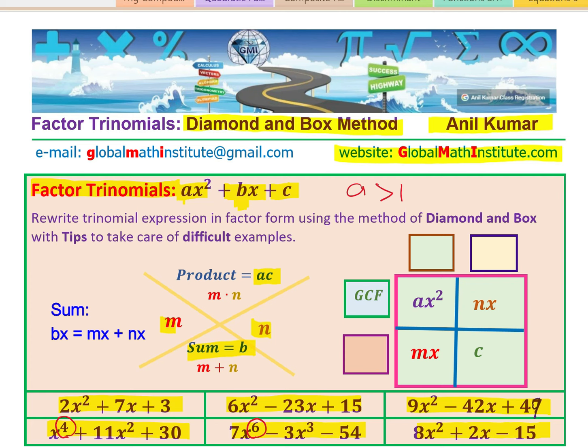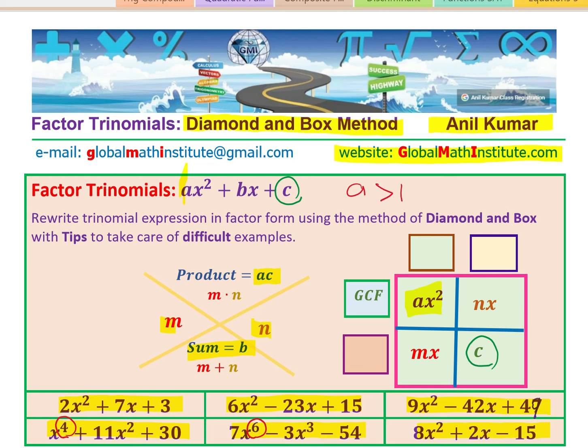Now it's very simple. Let me just show you here. ac, the leading term, is to be placed on the left-hand corner, right? The constant c goes diagonally opposite, in the right-hand bottom corner. Do you see that?